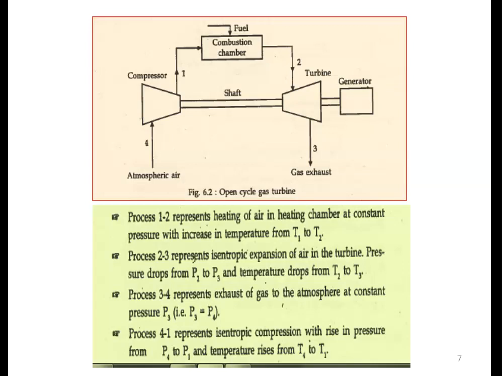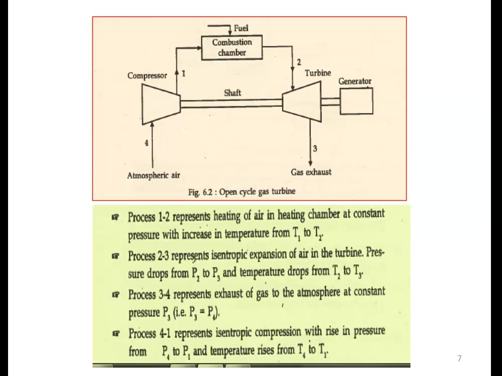In this turbine, air is sucked from the atmosphere and it is compressed isentropically, and then the compressed air is passed through the combustion chamber where it is heated by combustion of fuel. The products of combustion also mix with the compressed air, thus increasing the mass of the gas.